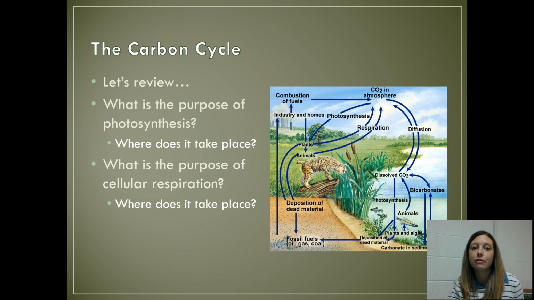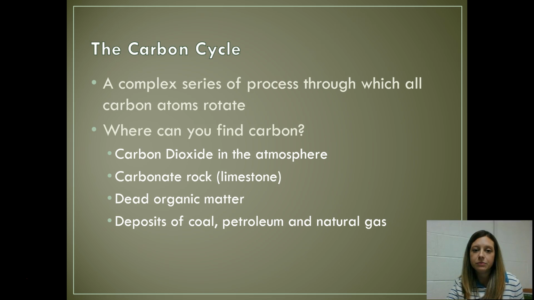What is the purpose of photosynthesis? The purpose of photosynthesis is to use energy from the sun in order to make food, which is glucose, for the plant, right? Glucose has carbon in it, C6H12O6. It takes place in the chloroplast. What is the purpose of cellular respiration? The purpose of cellular respiration is the opposite, right? Taking food, glucose, and breaking it down in order to form energy in the form of ATP. Where is that taking place? In the mitochondria. So plants have both chloroplasts and mitochondria. Animals only have mitochondria. So the carbon cycle is this complex series of processes through which all carbon atoms rotate.